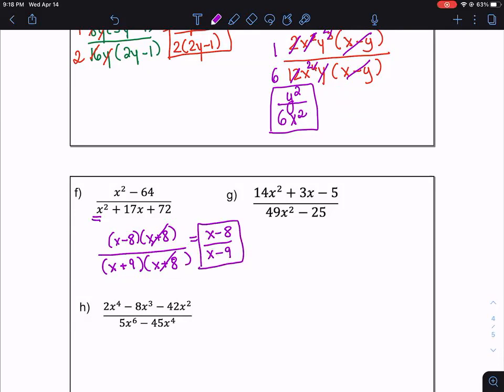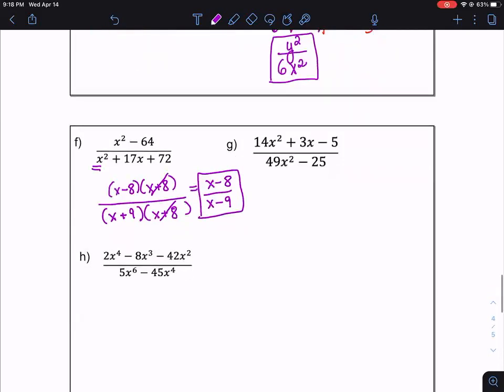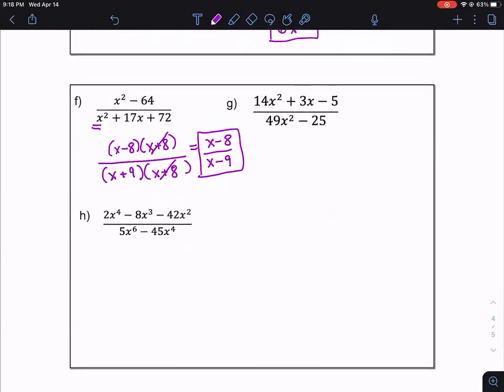The next problem may prove to be a little bit of work, so I'm going to give you guys some time on that. And then, of course, H is the last one on that. So if you guys are done and you want to start, please feel free to do so.